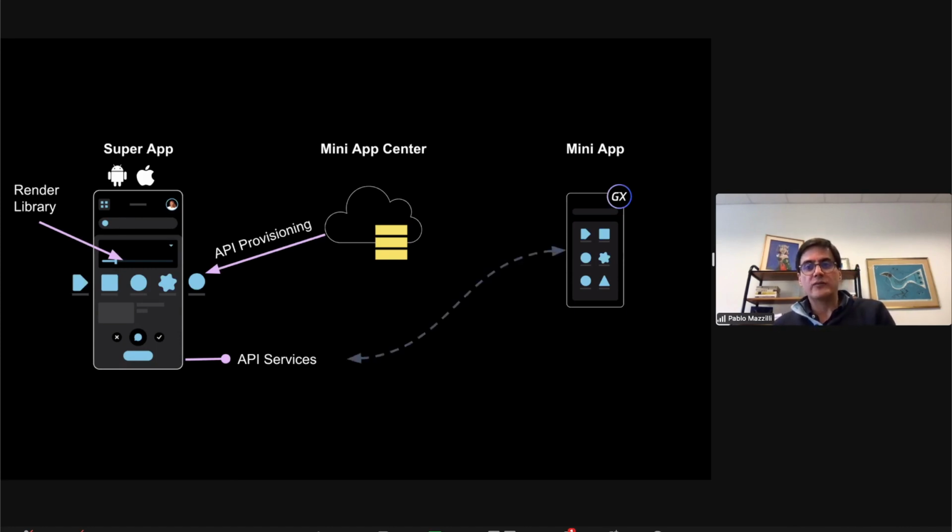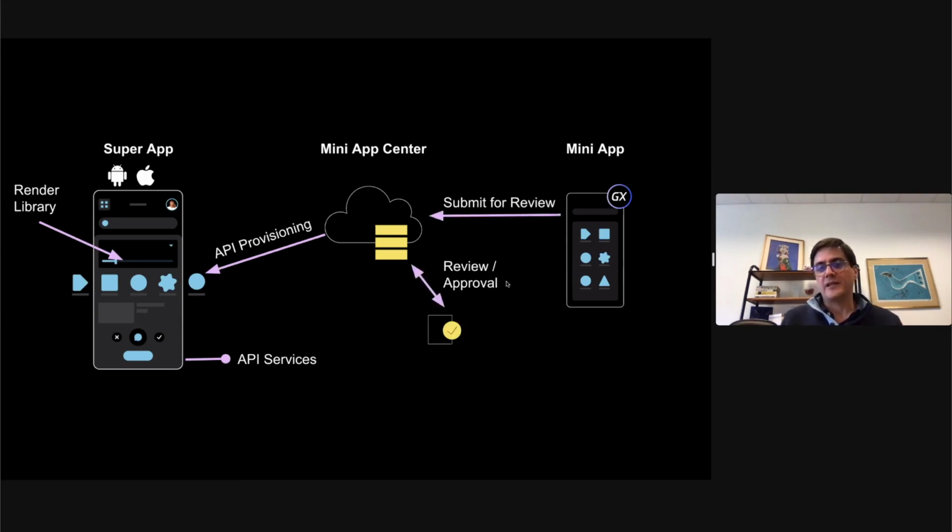On the mini app side, as we said, the development is with GeneXus. It's just like the development of any other native mobile application. You don't need to learn anything new. There will be some integration points, such as the communication with the super app's API, if it is necessary or a requirement. That is what we could say is new. And then, of course, you need to publish it in the mini app center.